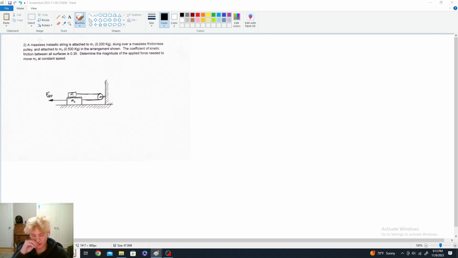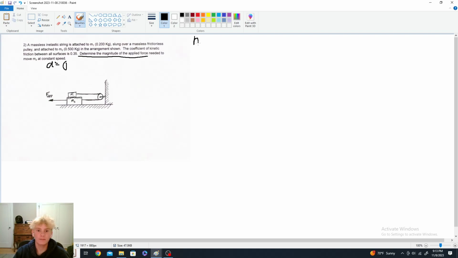All right, so let's look at this and ask ourselves, what are we trying to find even? The magnitude of force, okay, so we're looking for a force value, needed to move M2 at a constant speed. Constant speed means acceleration equals 0, right? That would be useful. So first things first, let's define some of this stuff here.